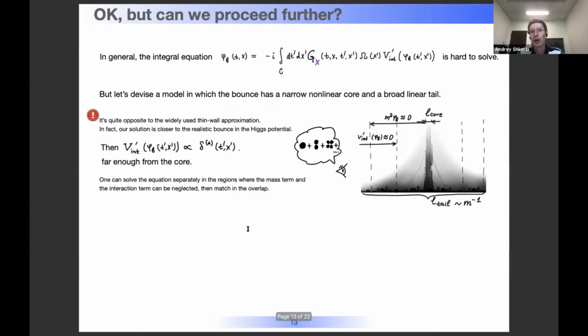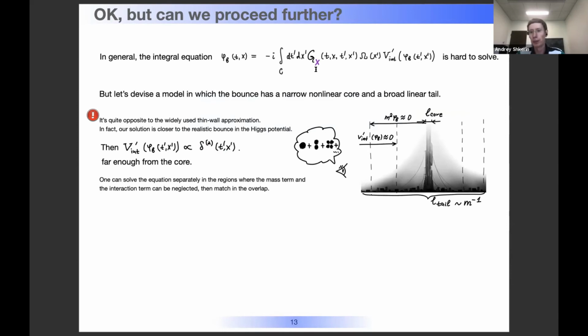Well, let's see. In general, if you look again at this integral equation, it is quite hard to solve. Perhaps even harder than the original differential equation, and it requires some numerical procedure. However, one can think of the following bypass.